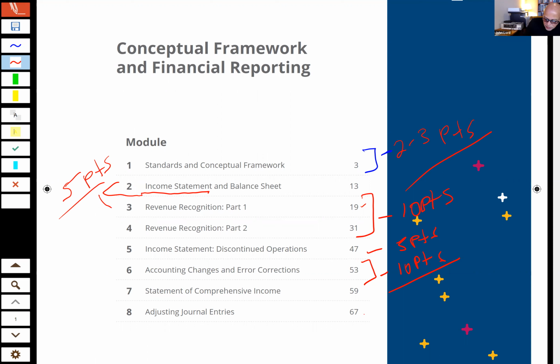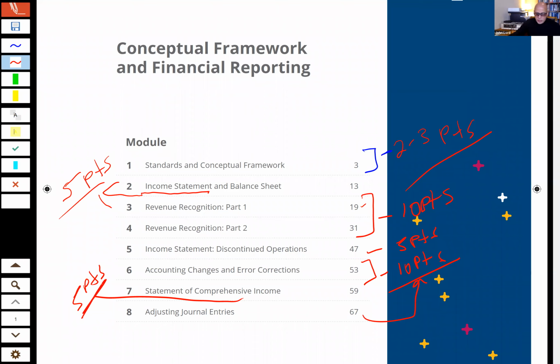Comprehensive income. By the way, the adjusting journal entries that they give us in module 8 are really, in my opinion, part and parcel of how you correct the errors through adjusting journal entries. Then the statement of comprehensive income is about a 5-point area. Again, we'll get to that next time.